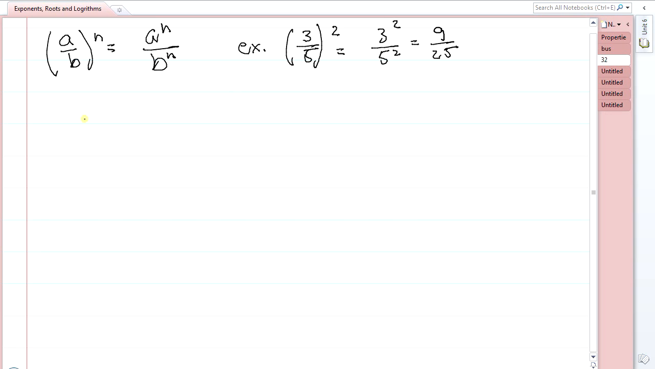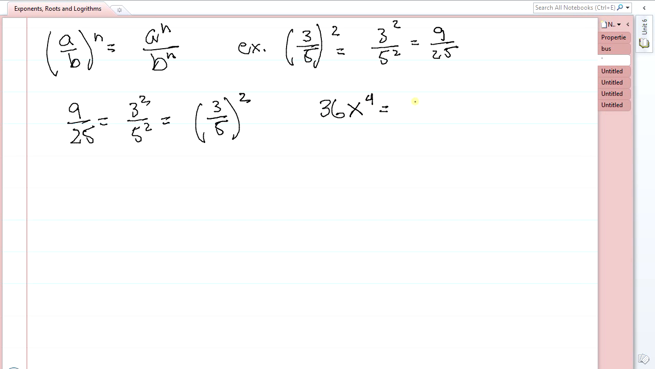Now, for all these rules, if you go one way, you can also go backwards. So for some reason, if you ever happen to have 9/25 and you realize that's the same as 3 squared over 5 squared, you're allowed to go back and say, well, that's the same as 3/5 quantity squared. If you happen to see a problem that said, you know what, I have 36 x to the 4th, you can realize that 36 is 6 squared. You can realize that x to the 4th is x squared squared, and you would be allowed to write the quantity 6x squared quantity squared.